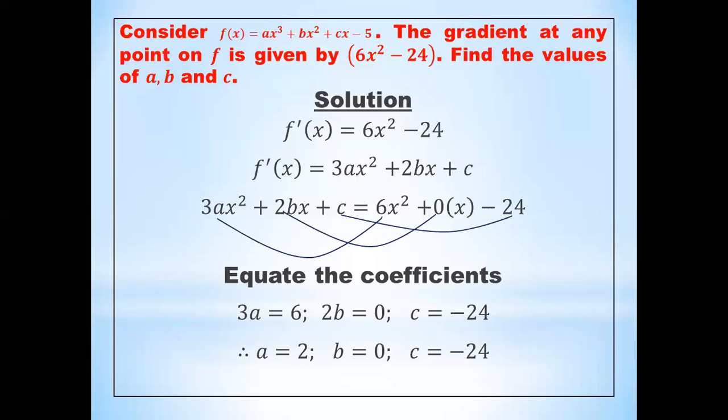So now we have 3a is equal to 6. Then if you solve for a, you would have a is equal to 6 over 3, which is 2. 2b is equal to 0. If you divide both sides by 2, you get b is equal to 0. And obviously, c is equal to negative 24.